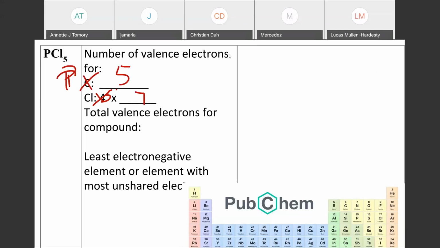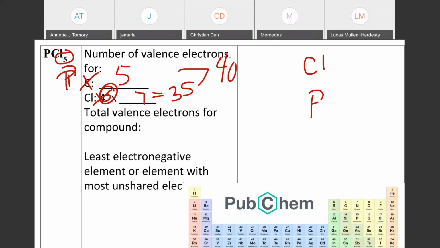What's 5 times 7, because there's 5 chlorines? 35. That 5 times 7, that 5 I was talking about, came from the chemical formula. I don't want you to confuse that. All right, so how many do I have total? 40. What's going to go in the middle, the phosphorus or the chlorine? Phosphorus. How did you figure that out? Because it has less numbers.